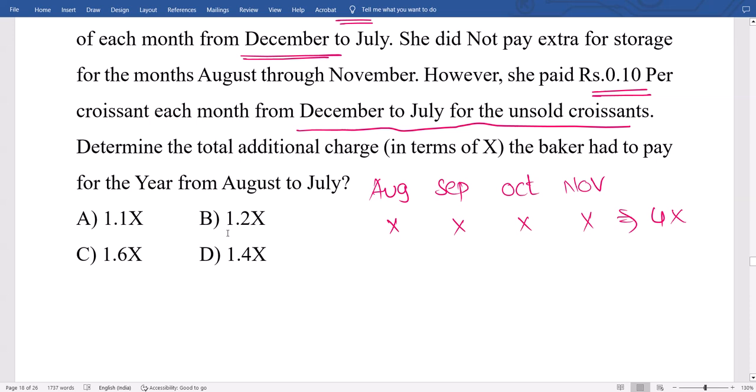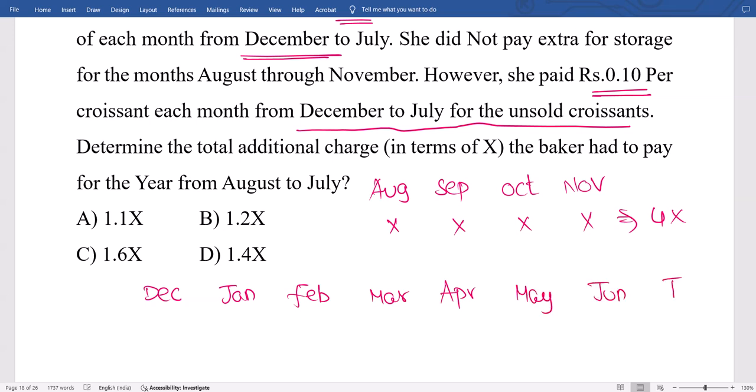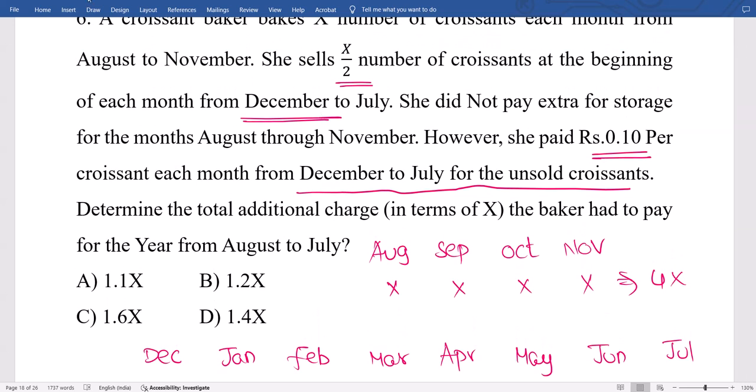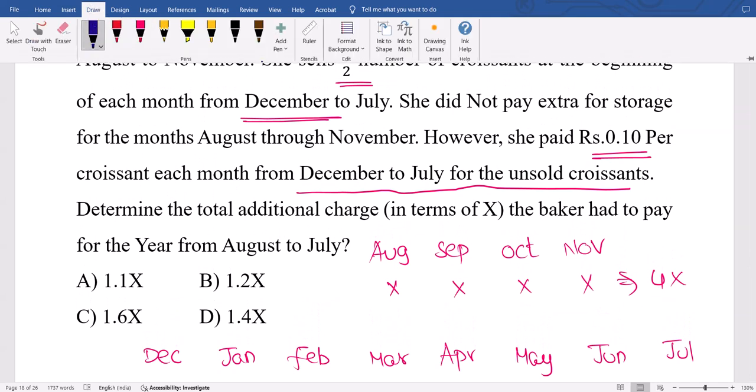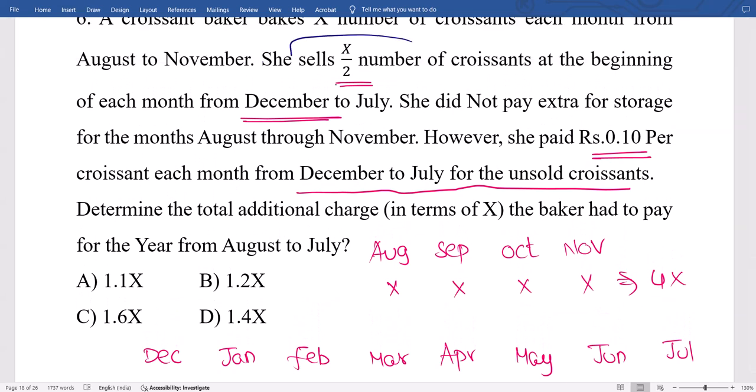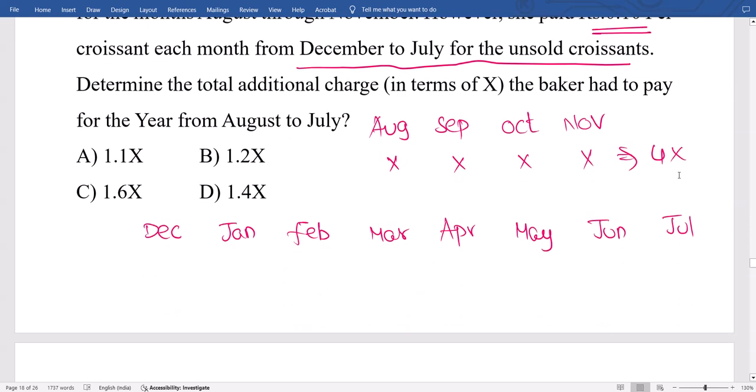August to July means 1 year complete. The first 4 months are preparation. Now sales is going on. December, January, February, March, April, May, June, July. Right. Now, every month beginning, how many are sold? You can clearly observe she sells x by 2, means 0.5 is sold. So now 4x cakes are available.